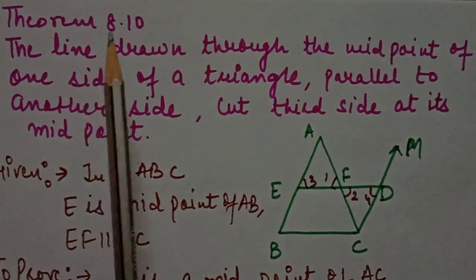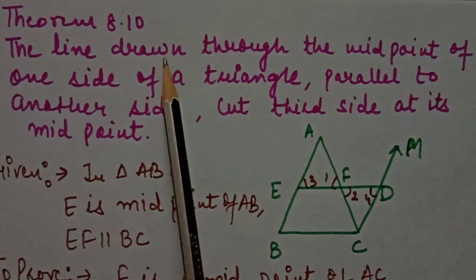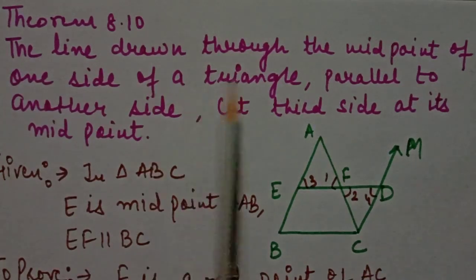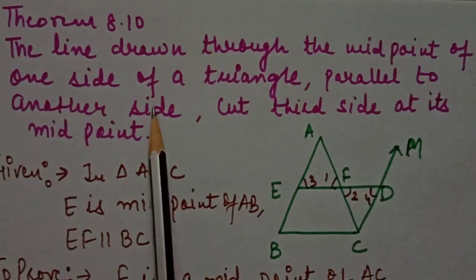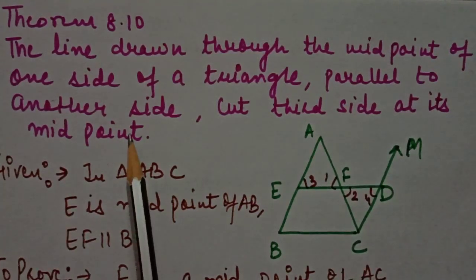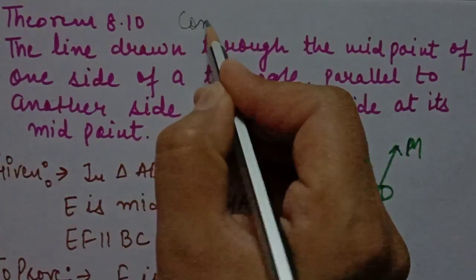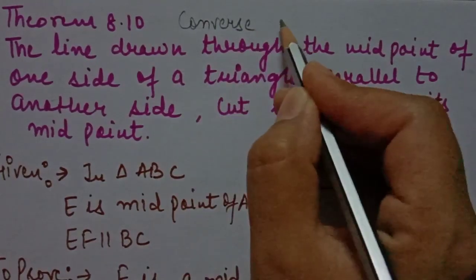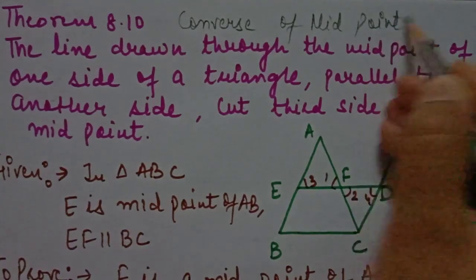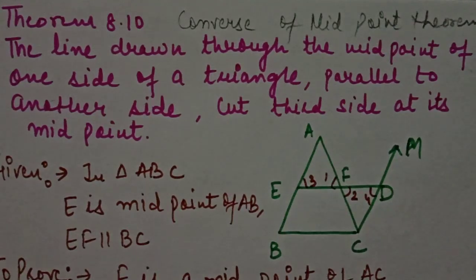So students, the next theorem is 8.10. The statement of theorem 8.10 is: the line segment drawn through the midpoint of one side of a triangle and parallel to another side cuts the third side at its midpoint. So students, I want to inform you that this is the converse of the midpoint theorem. We call it the converse of midpoint theorem.